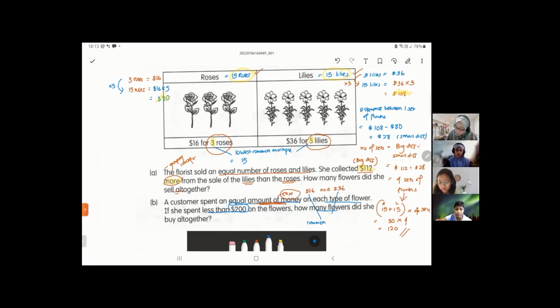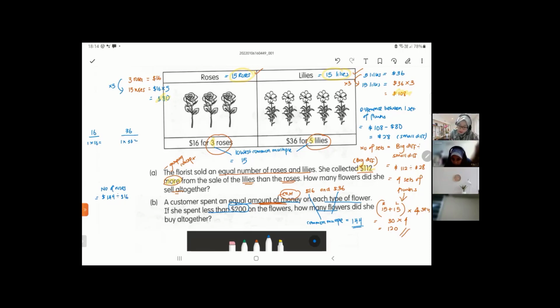So the common multiple of 16 and 36 will be 144. How do I do that? You need to list down the times table of 16 and the times table of 36. How do I get the common multiple of 16 and 36? You write down the times table, meaning 1 times 16 is what, 1 times 36 is what, and so on. Then you will find that it is 144. You just have to write down. I do a shortcut because I don't have enough time. Then the number of roses: I continue here. The number of roses will be 144, the common multiple just now, divided by $16.